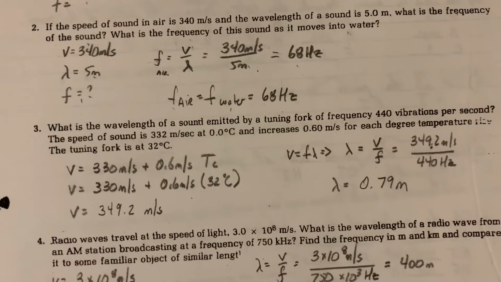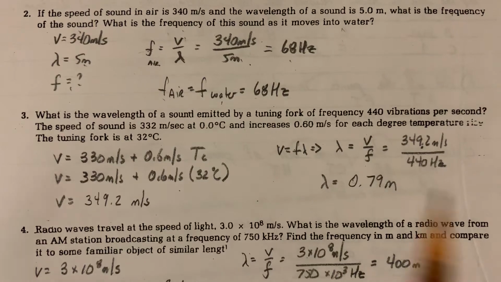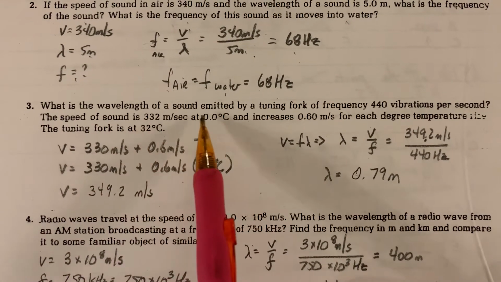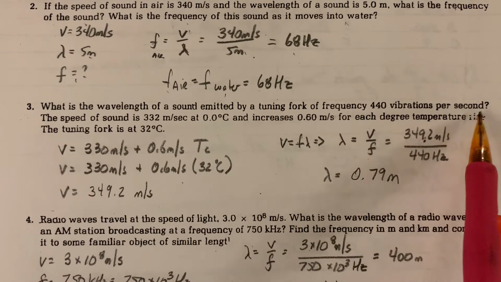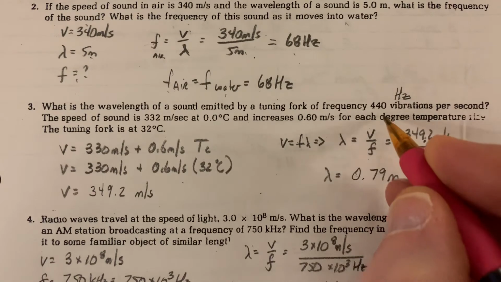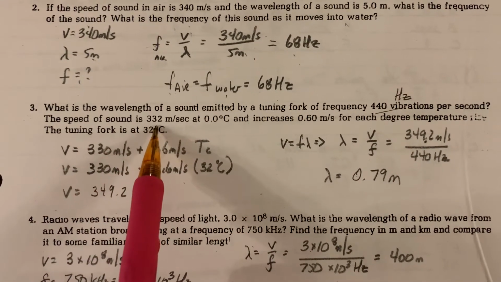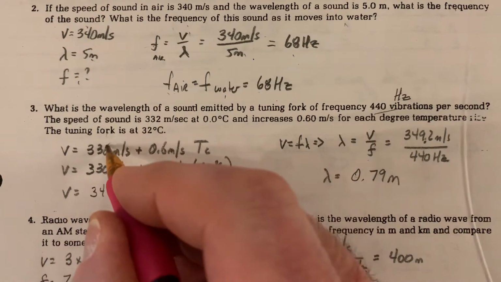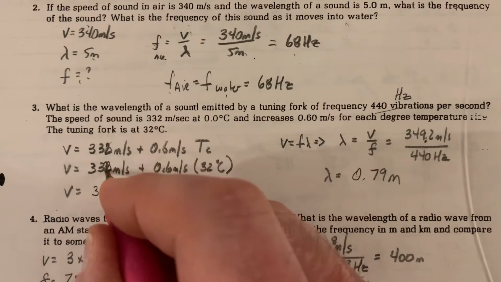Now this one, you had to read it. I know, painful. Okay, so what is the wavelength of sound emitted by a tuning fork of frequency 440 vibrations per second? Keep in mind that means 440 hertz. Okay, so the speed of sound is 332. Ooh, 332, I gotta make a correction here. 332 meters per second, sorry about that.